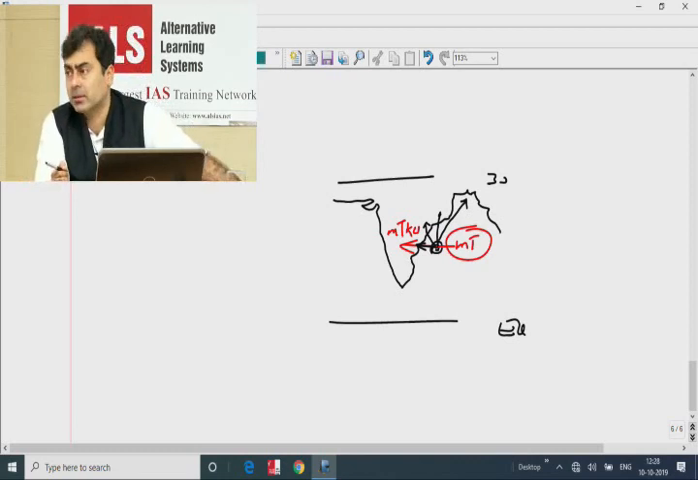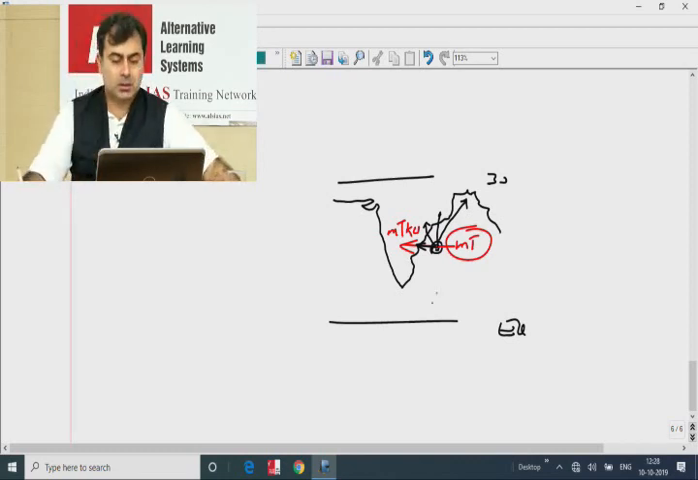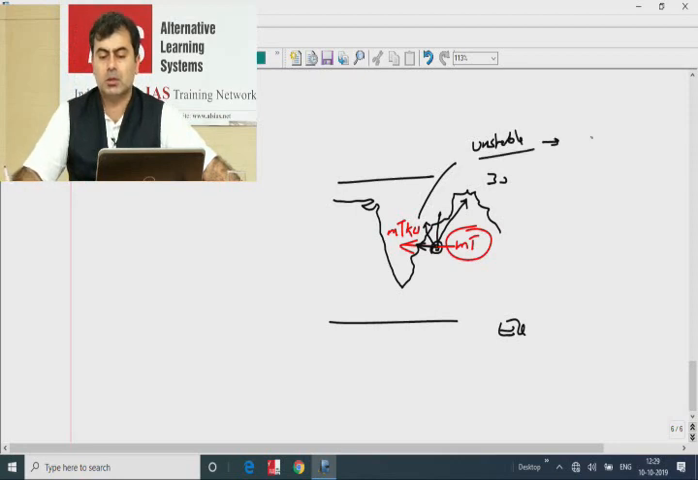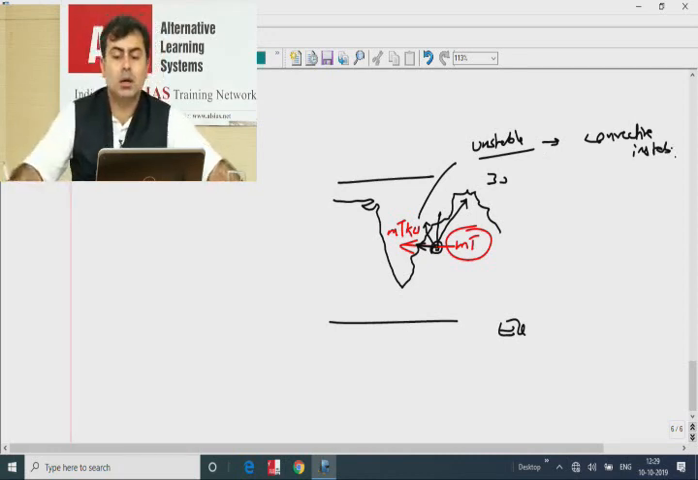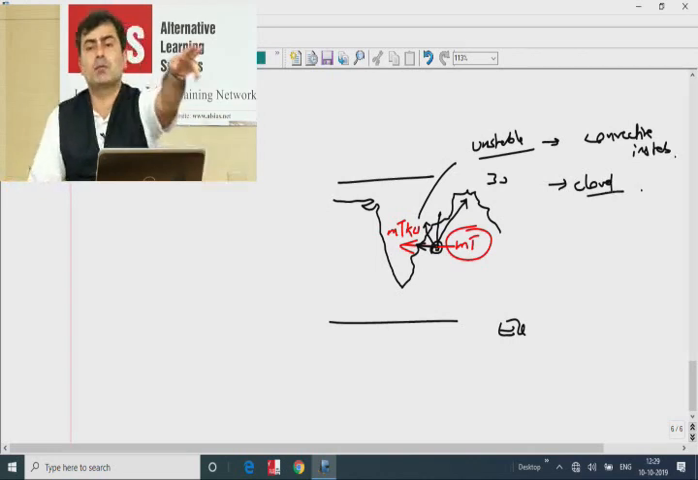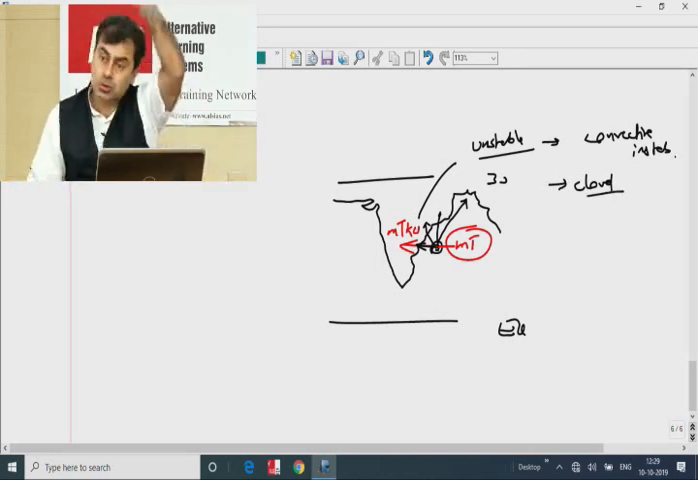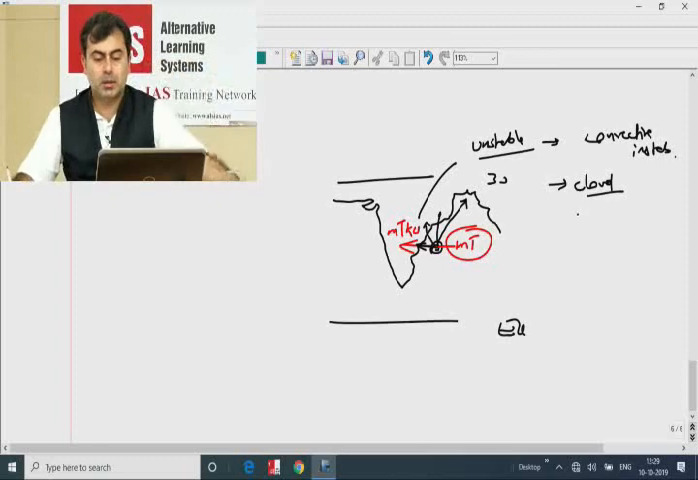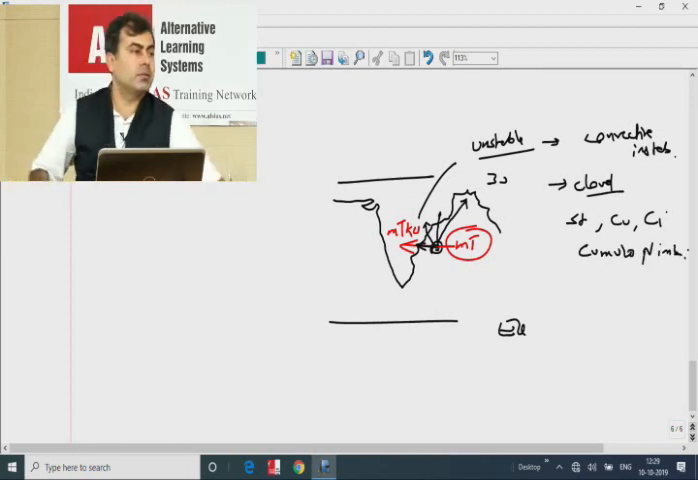We will learn all that. But this is U, unstable. What is it doing? Heavy convective instability. We have already used these words. Very heavy cloud formation. So all those cloud formations, all layers of clouds will be there, starting from stratus to cirrus. All of them, stratus, cumulus, cirrus will be there. The biggest thing is cumulonimbus, which is the criteria here.